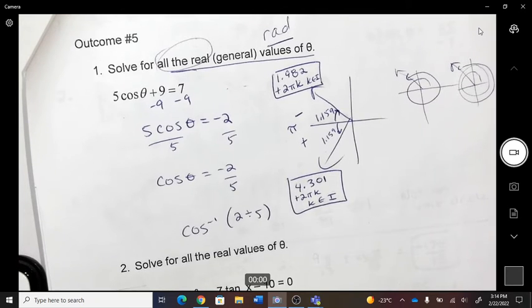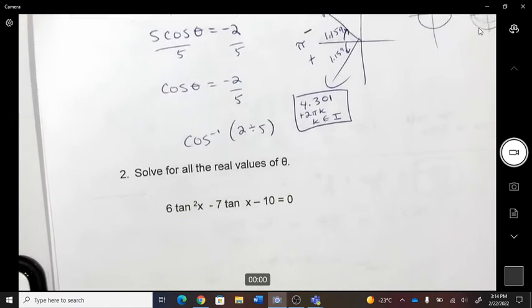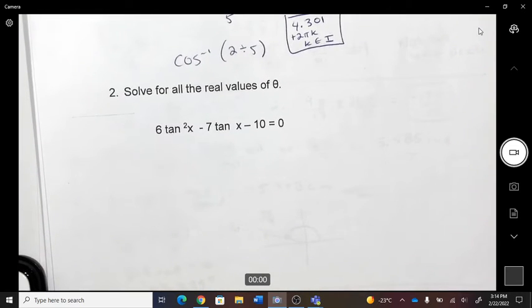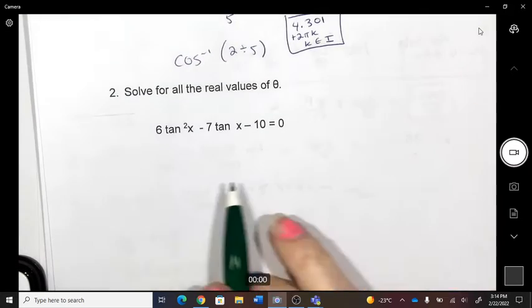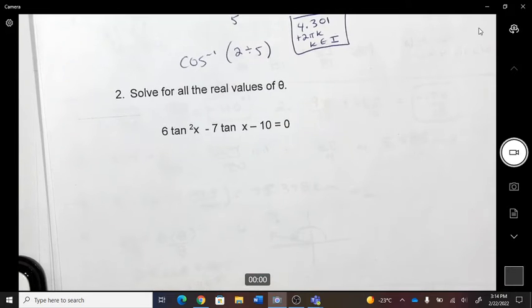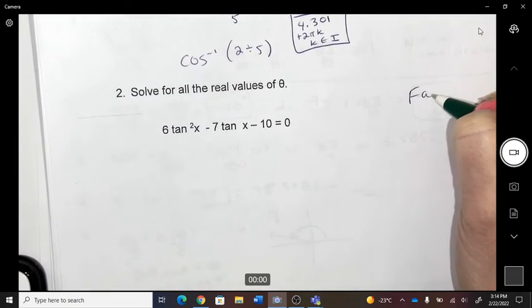Okay, do we want to do one more of those? I kind of hit all the areas, or do you want me to do this last one? It looks a little bit harder to factor. We could try to see if it factors. Does it factor?